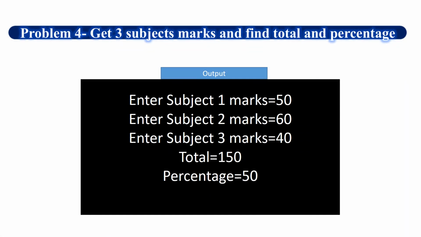Our first problem, and problem number 4 as a total from this series. Problem is get 3 subjects marked and find total and percentage. The output of this problem is given below. You have to get 3 subject marks. The message display enter first subject marks, then second and third, and your program will calculate total and percentage of 3 given subjects.